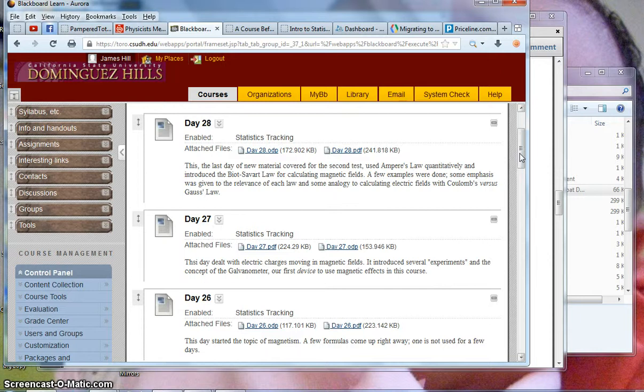On the last day of new material, I used Ampere's law and a newer rule called the Biot-Savart law for calculating magnetic fields. I did a few examples to calculate magnetic fields, and I gave a lot of emphasis to the difference between those two laws and how they're used, and kind of an analogy of Coulomb versus Gauss and Ampere versus Biot-Savart law.